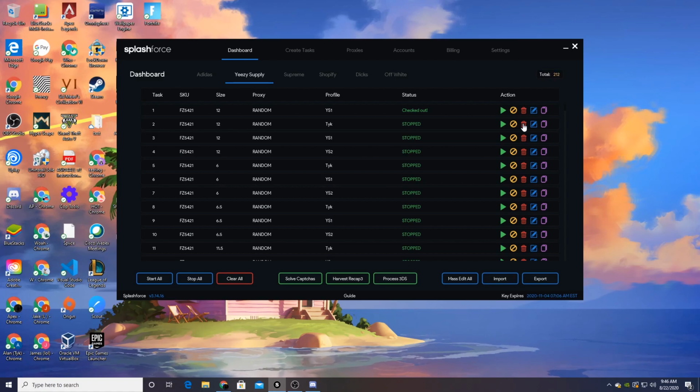Splashforce killed it today. If you had great proxies tied in with Splashforce V3 magic, you had a cookout. Now, one thing I will say though, if your proxies were not that good and V3 magic was enabled, unfortunately you were not able to get anything at all. That's why I stress the importance of great proxies. You need stellar proxies for Yeezy Supply, or you're not going to check out anything. I promise you guys that.